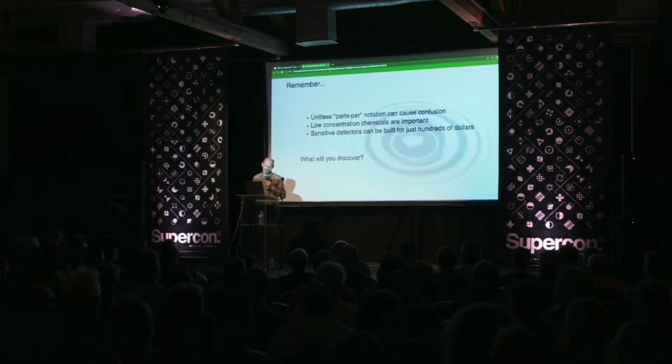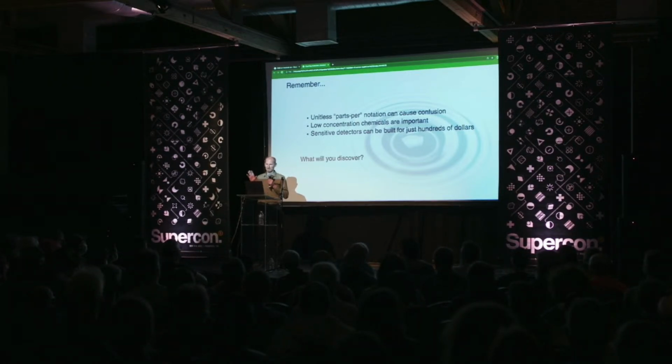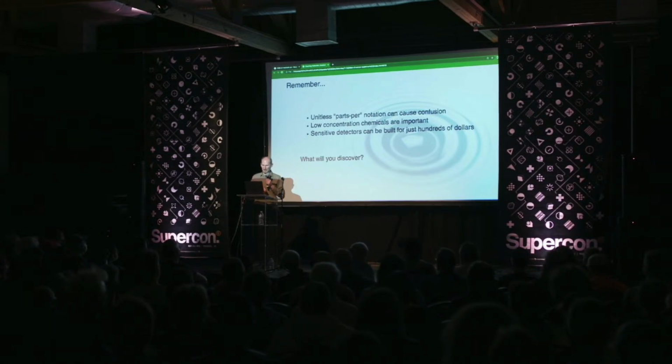So I'll just leave you with the things. Remember, part per notation is a problem, and this extends to part per 100 notation, which is otherwise known as percent. You've got to be really careful with this unitless notation. Avoid it unless you're just giving ballpark references. Low concentration chemicals are important. If we can detect disease with smell, that is a dramatic improvement over the standard of care.